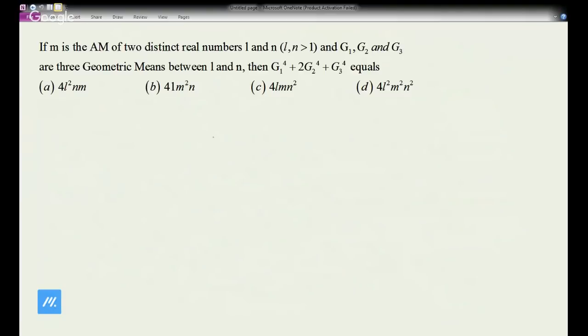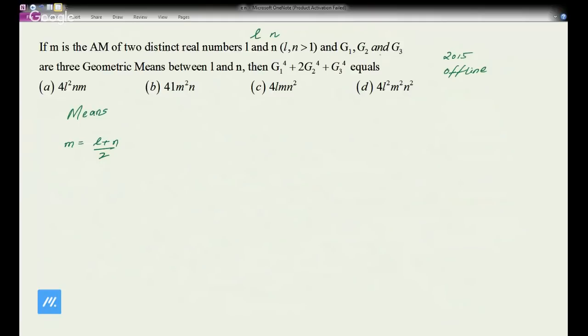Let's start thinking this. So this is again 2015 offline exam. So this is basically a question based on means. Let's see how this question has to be solved. If m is the mean of two distinct real numbers L and N, so m is mean, which is L plus n by 2.